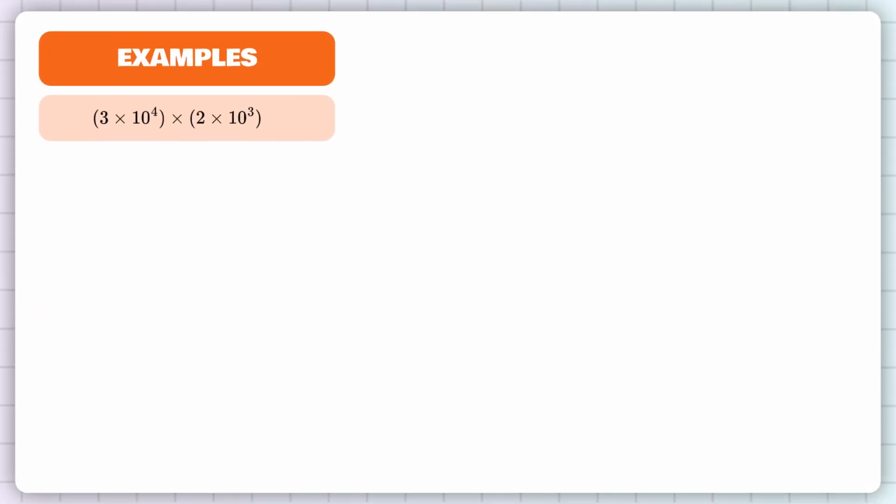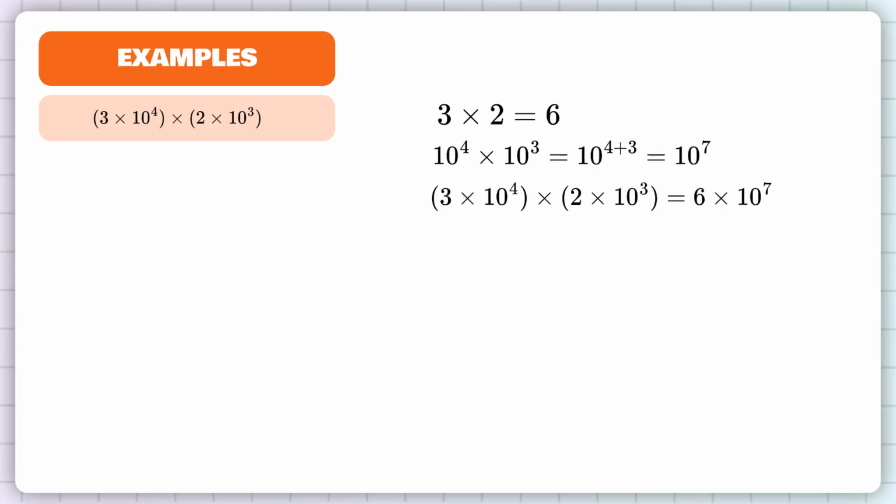Let's try a few more examples. First, let's multiply 3 times 10 to the power of 4 by 2 times 10 to the power of 3. Step 1 is to multiply the significant figures. 3 times 2 equals 6. Then add the powers of 10. Doing this, we get 10 to the power of 7. So, our answer is 6 times 10 to the power of 7. Let's move on to our next problem.